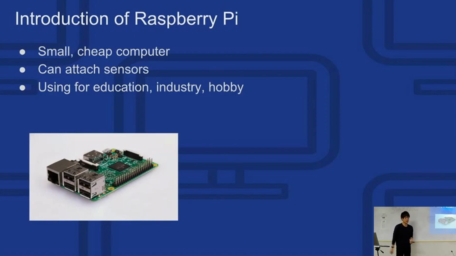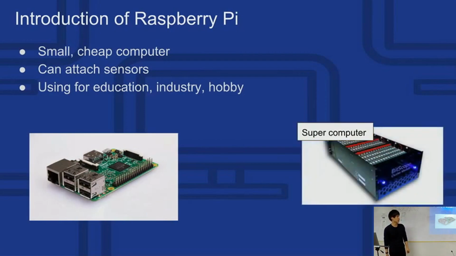Also, Raspberry Pi can attach some sensors. It means it can measure the temperature and the humidity, and you can use that in your applications. Raspberry Pi is used for education because it's cheap and it can do so many things. So students can learn the basics of computer science and IoT technologies.